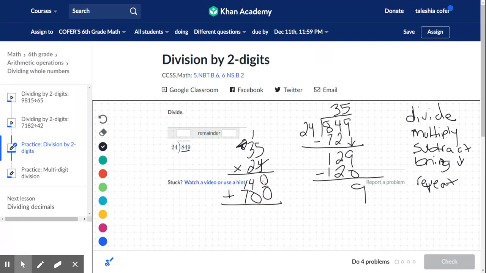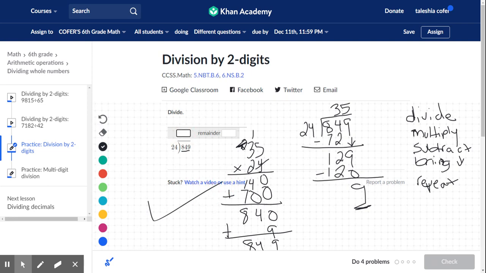When I add it up, 0 plus 0 is 0. 4 plus nothing is 4. 1 plus 7 is 8. I have 840, but remember I have to add my remainder back in. We had 9 left over here. When I add my 9 back in, I end up with 849, which is what I originally started with, so I know my answer is correct. The answer was 35 with a remainder of 9.